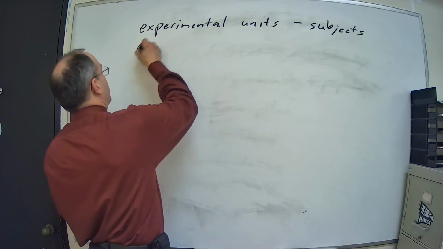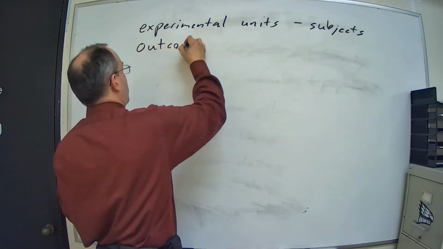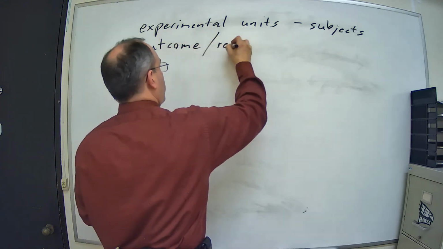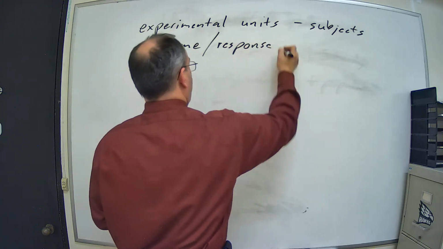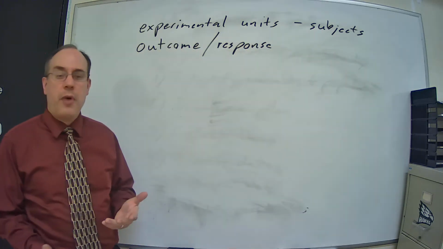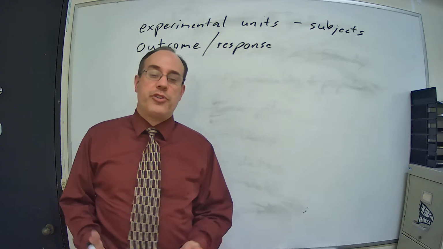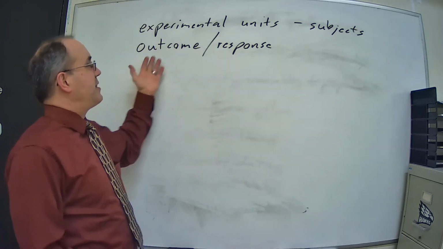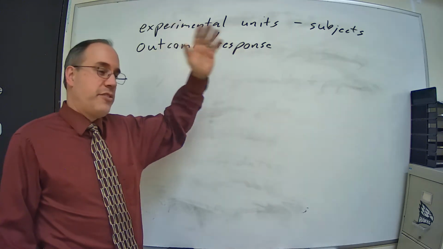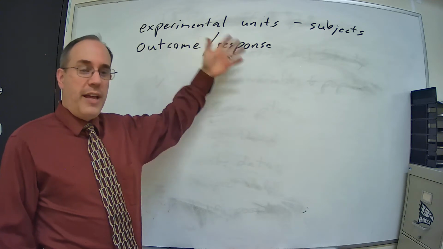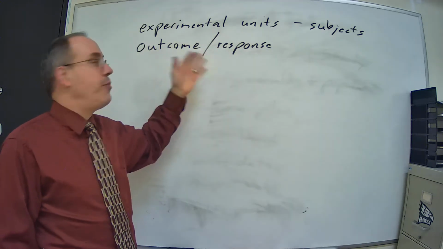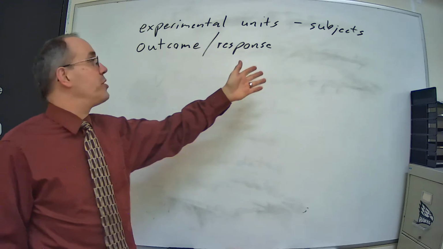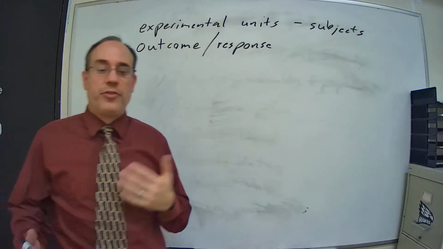Outcome or response. So the outcome or response is what's measured on each experimental unit. That's the outcome or response. We test their blood pressure and we find out what that is. We test their heart rate, we find out what that is. Those are the outcomes or responses for those experimental units.